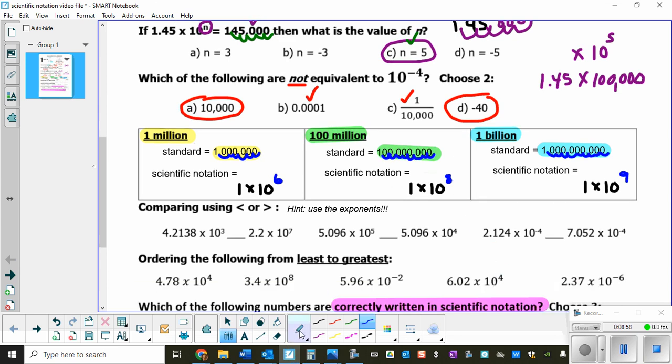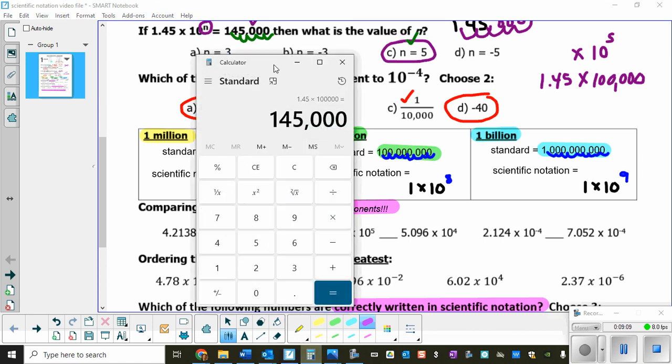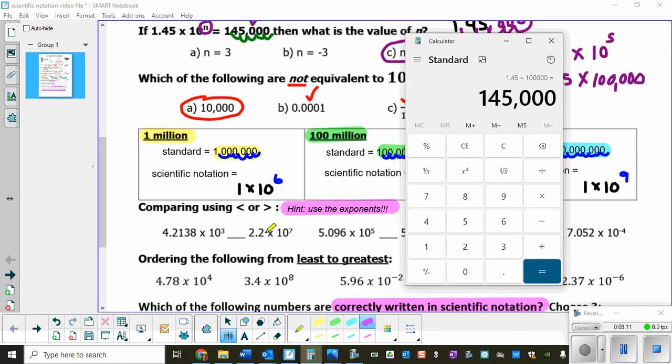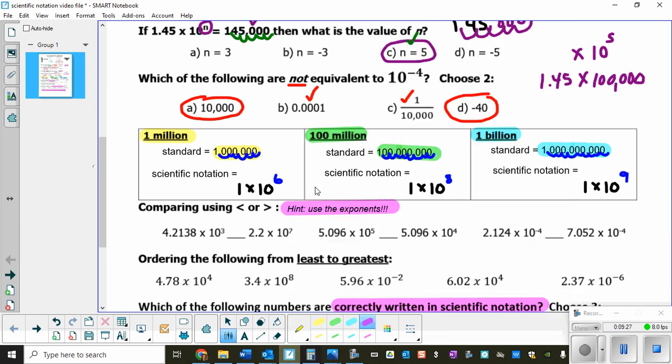All right, so if we need to compare these values, one thing that we can do to make a shortcut is actually just use the exponents. Let me remind you in a calculator that 10 cubed is 1,000. So if I multiply 4.2138 by 1,000, the number that I get on this side is 4,213.8. So I'm going to jot that down real quick.